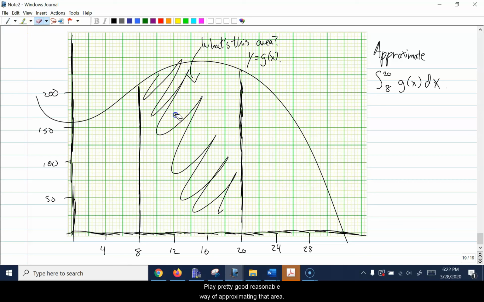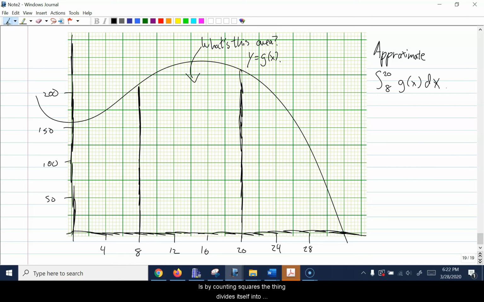Well, a pretty good, reasonable way of approximating that area is by counting squares. The thing divides itself into squares pretty naturally. In fact, I can use these little squares. Is that coming out in standard def? I don't know if you can see this on YouTube, but each of those squares is subdivided into 5 littler squares. And the thing I want to do is try to count how many of these squares are inside this region.